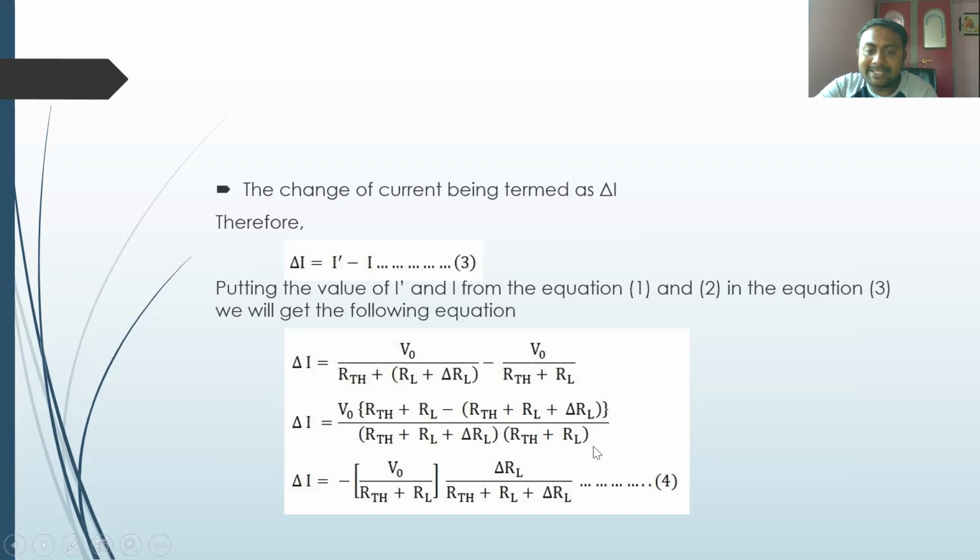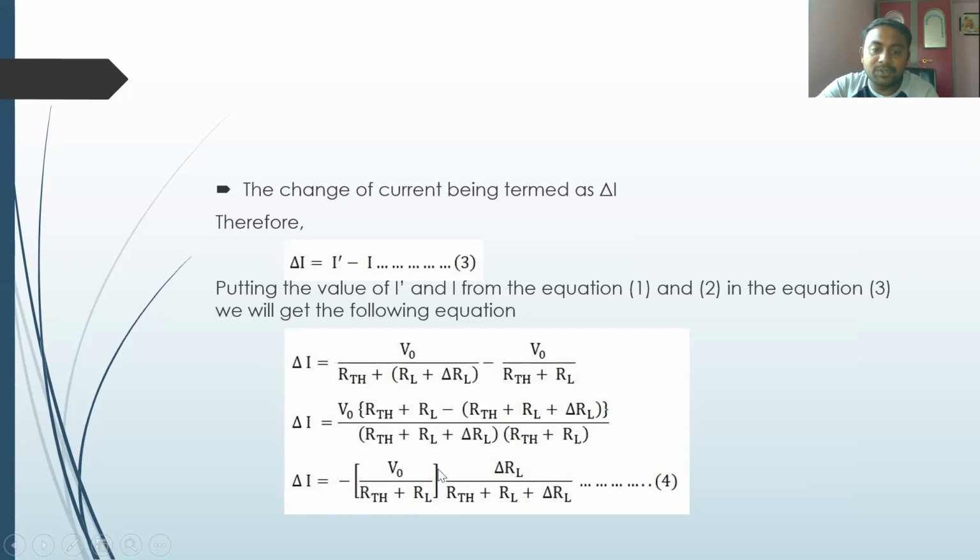So in the LCM, finally the RTH terms get cancelled, RL gets cancelled. So finally we get delta RL in the numerator. In the denominator I'm separating: V naught divided by RTH plus RL, and what remains is delta RL divided by RTH plus RL plus delta RL.